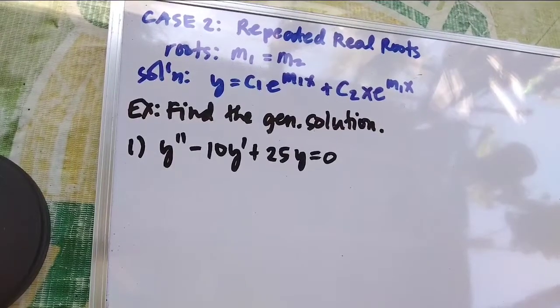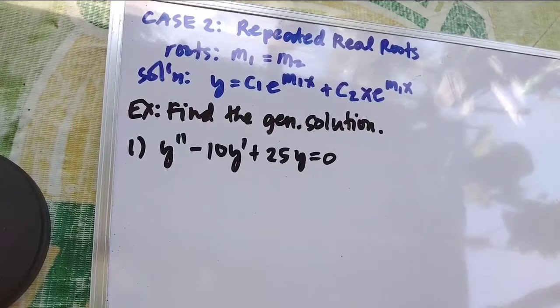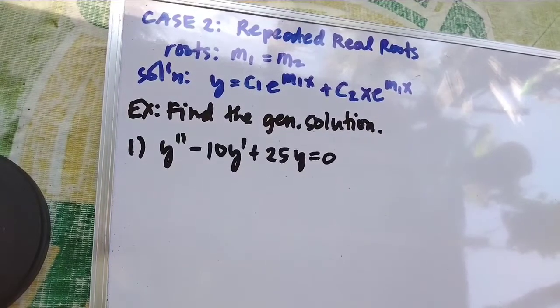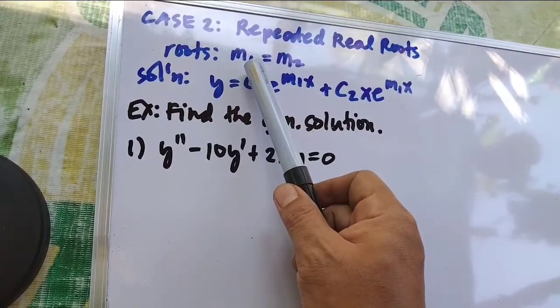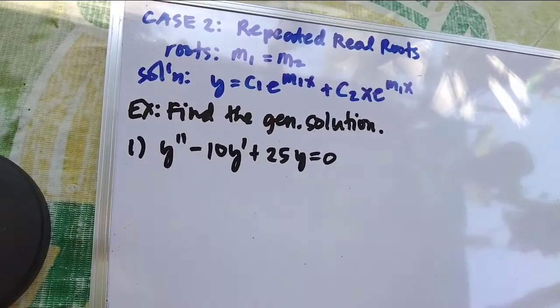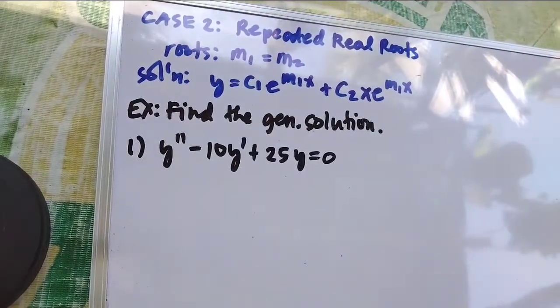Okay, so let's continue our discussion. We are now on case 2 of the linear equations with constant coefficients. In case 2, we have the repeated real roots. Meaning to say, pareha og roots. Like our roots are like this, m1 is equal to m2. Meaning to say, pareha sila og value. So each solution is written by this.